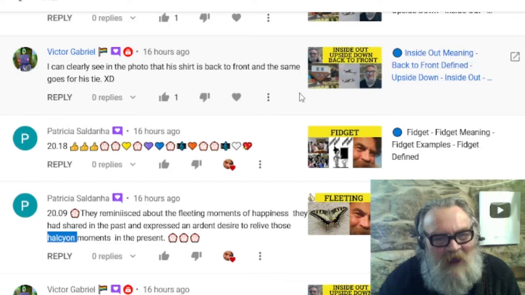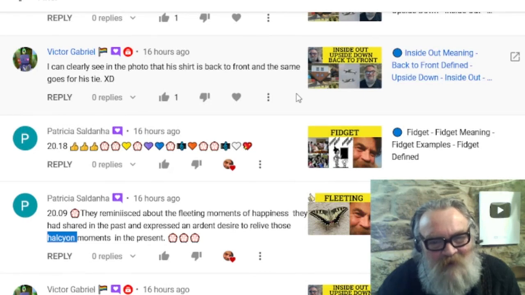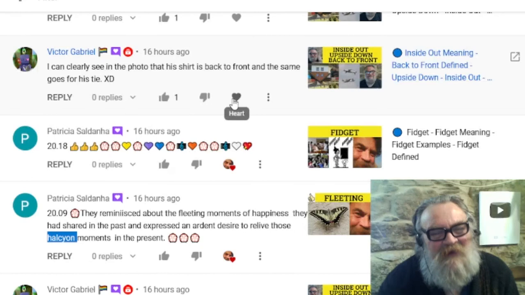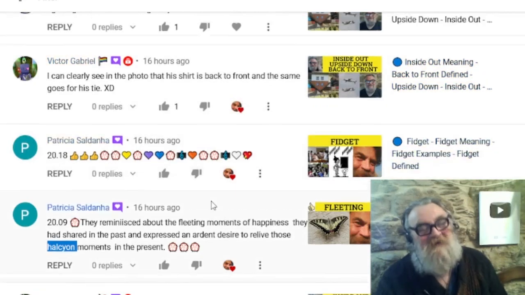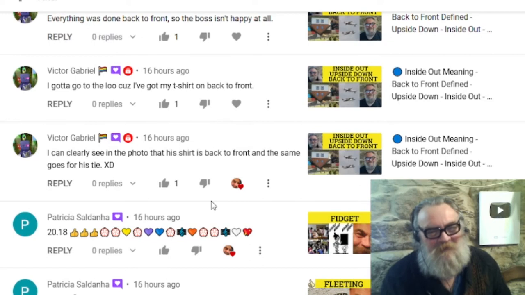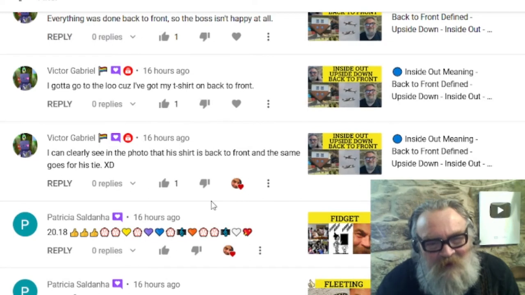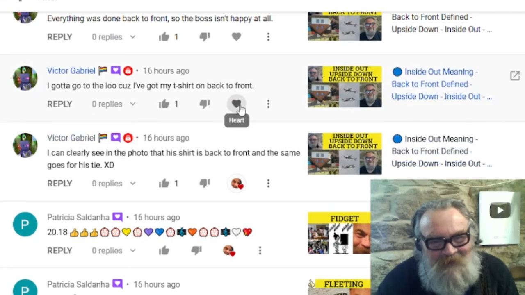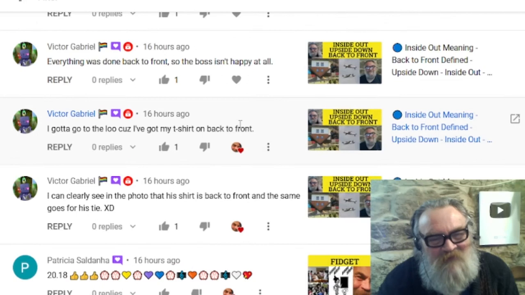And VG, I can clearly see in the photo that his shirt is back to front, and the same goes for his tie. I've never put a tie on back to front, but that's quite a funny one. I'm going to try that one day. I got to go to the loo because I got my t-shirt on back to front. And everything was done back to front, so the boss isn't happy at all.